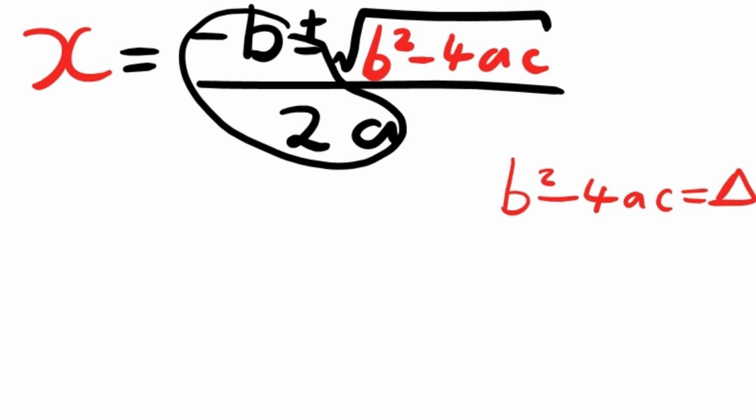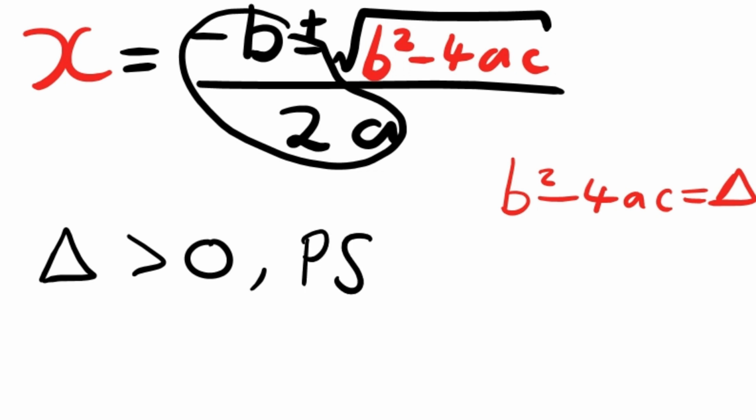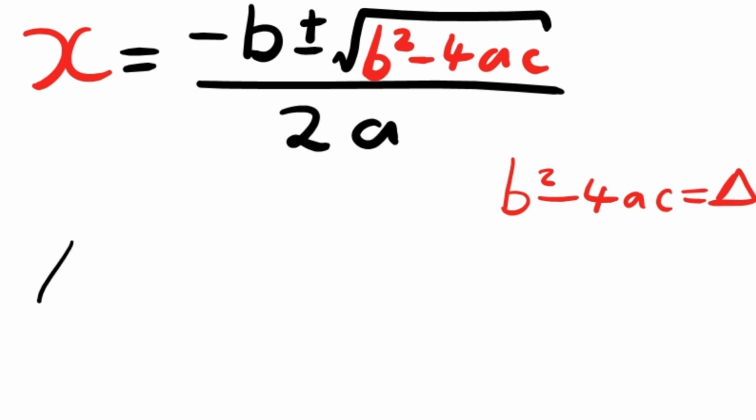Now the other possibility is that our delta will be greater than 0 and a perfect square. If that's the case, you are going to produce roots that are real, unequal, and rational.